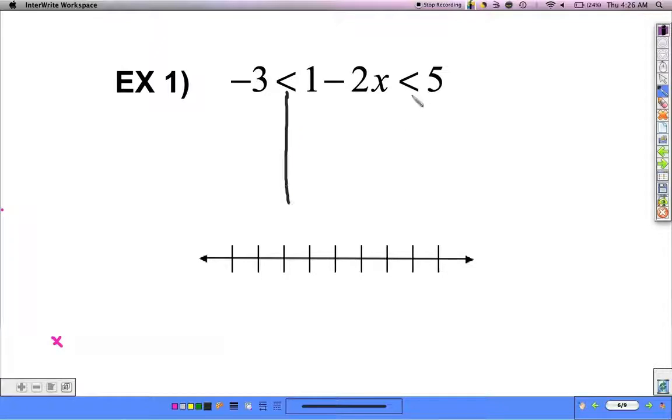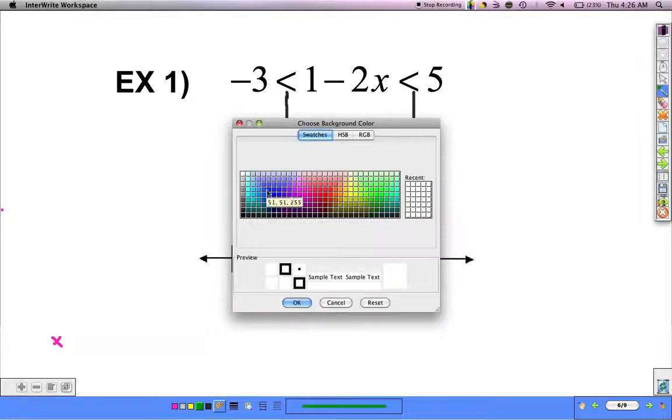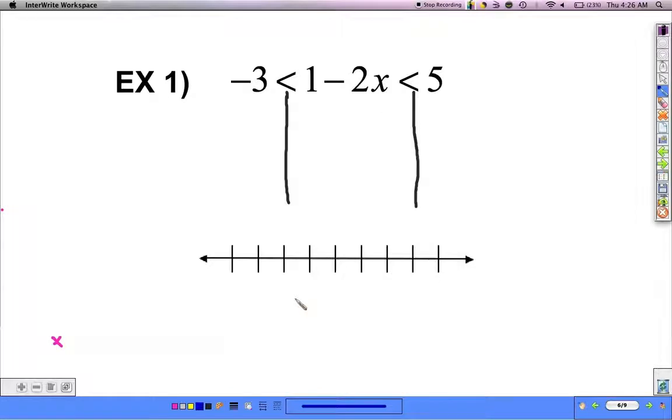Usually I like to just draw lines around the inequality, or the expression in the center rather. And the reason I want to do that is just to keep everything kind of separate, because this can actually get to be kind of ugly and a little confusing looking. Alright, so in the center I have 1 minus 2x. And I want just x by itself there. So what am I going to do? I'm going to subtract 1 from there.